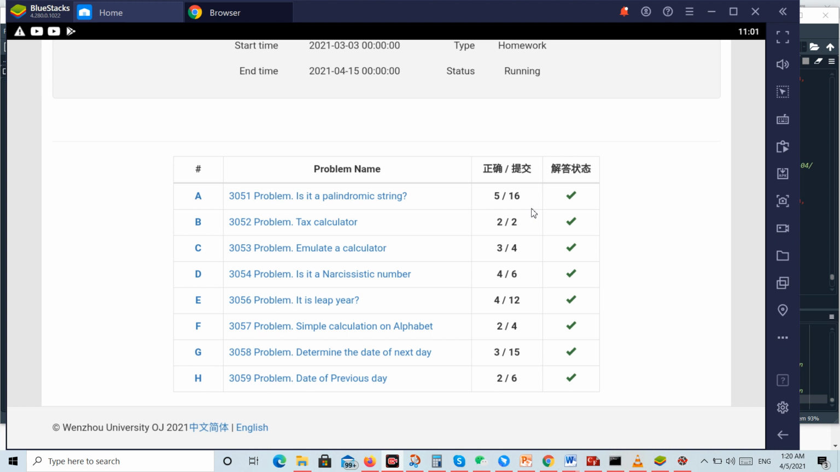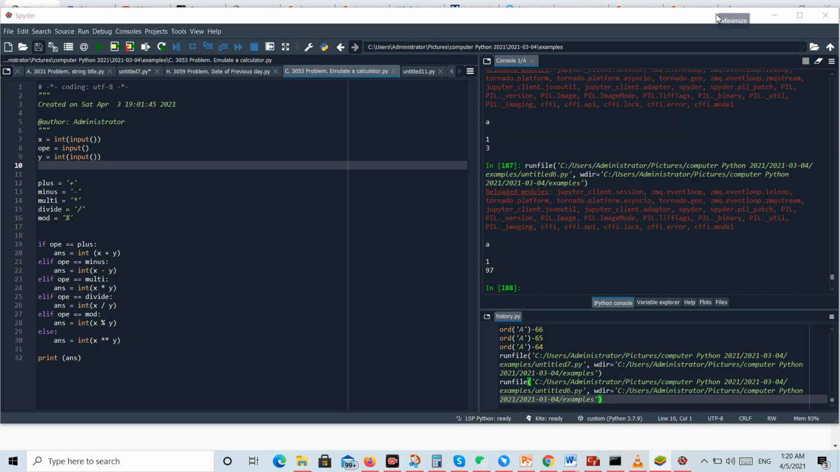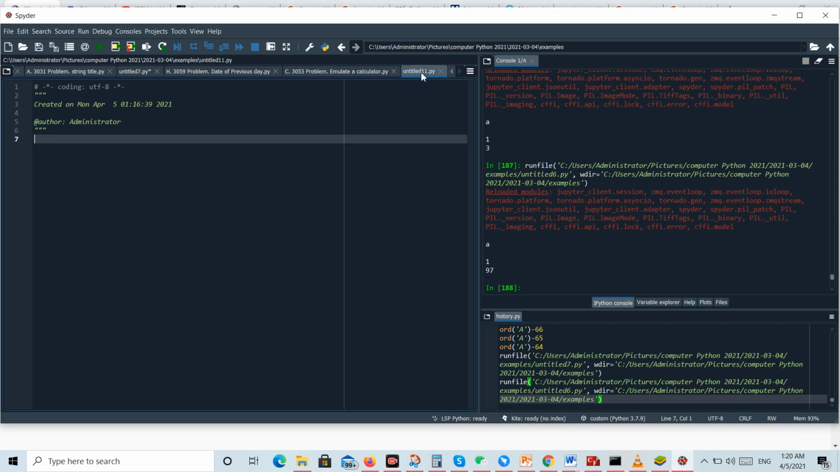So this is another tutorial on how to code Python, how to write Python programs. And today we'll be writing a very simple calculator. And this calculator is supposed to take just two inputs, and then perform several operations.